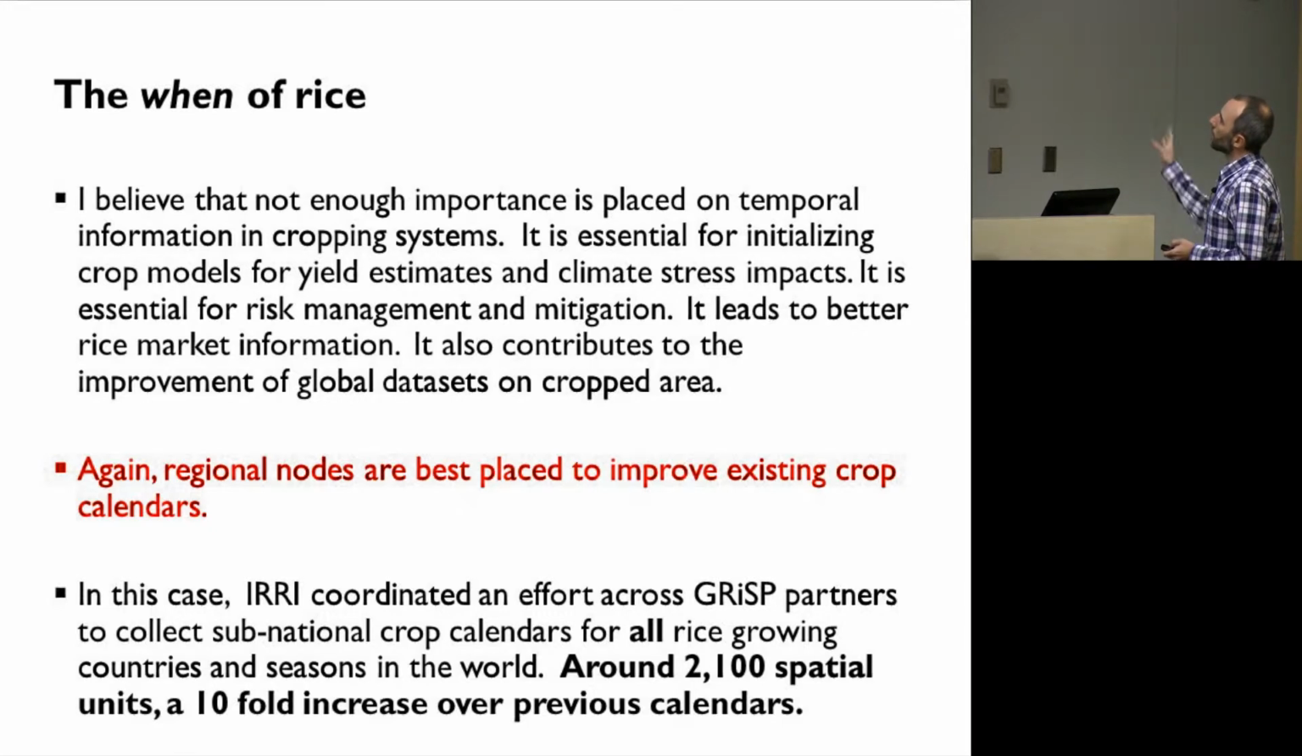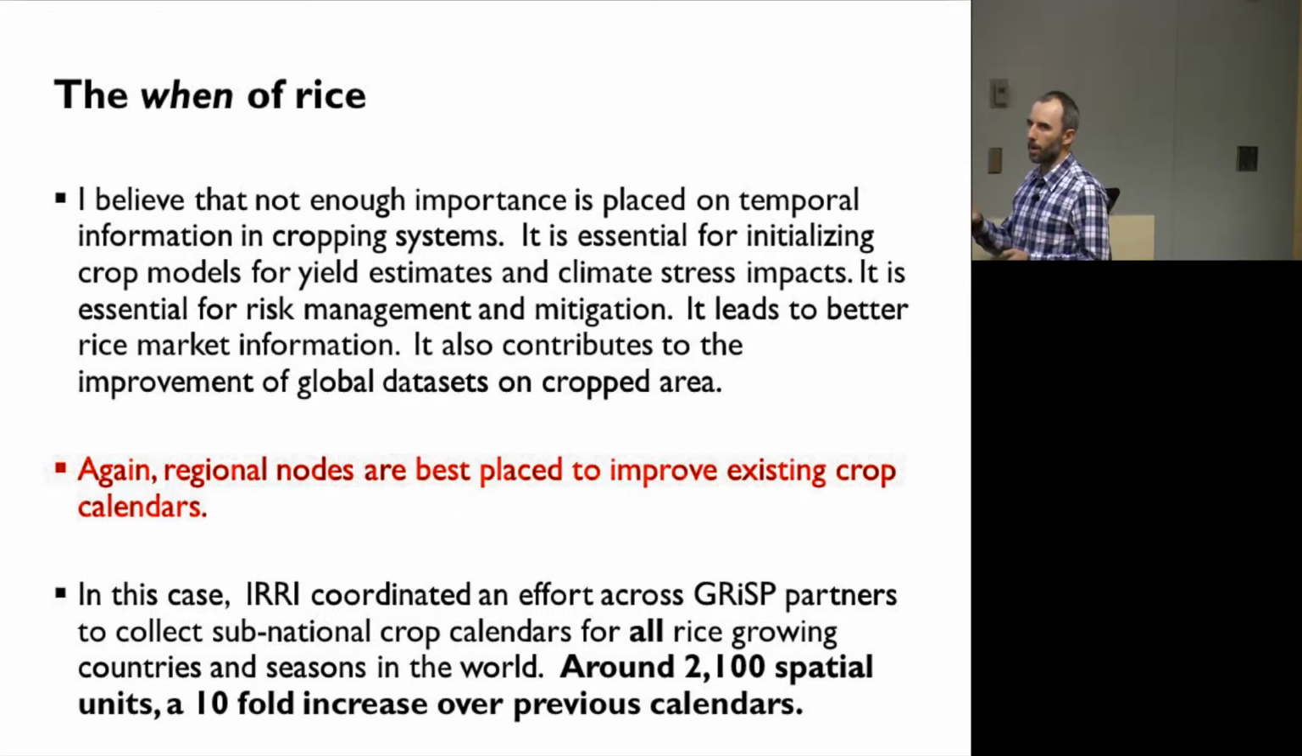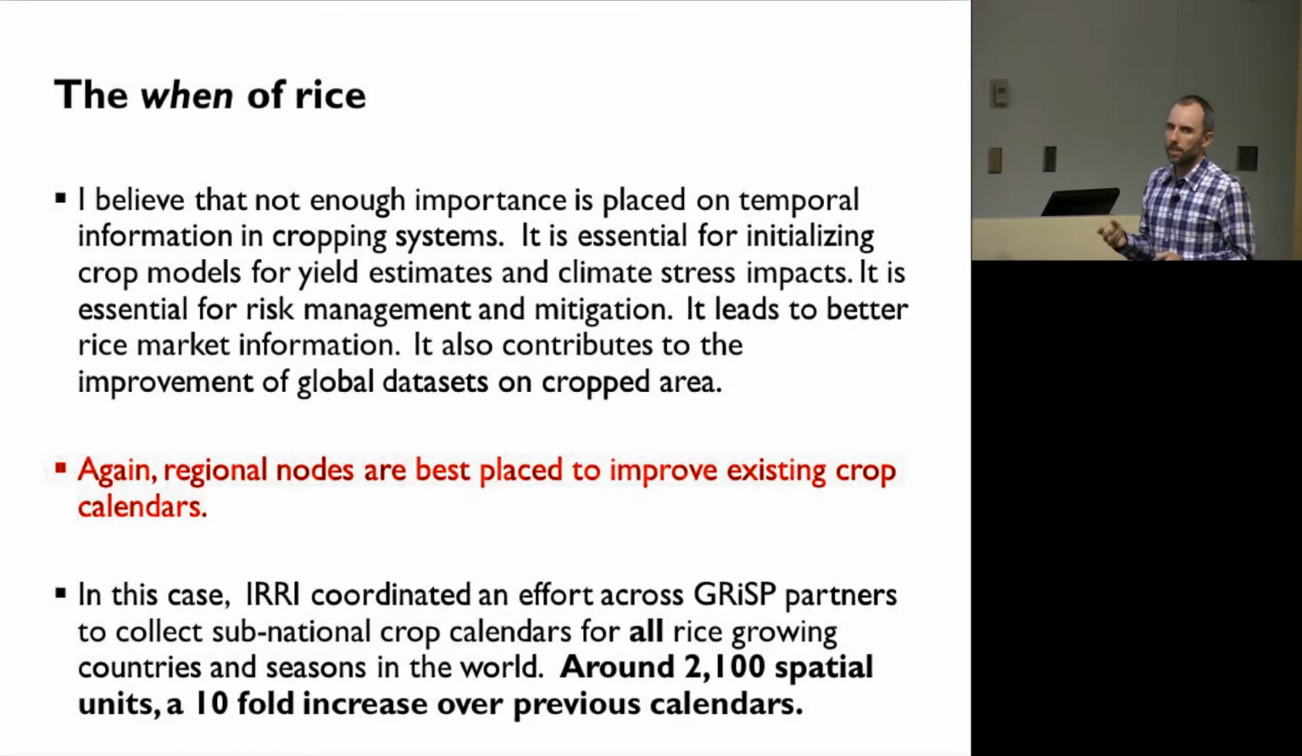So what we did, we went across the whole global rice science partnership, and IRI is just one partner in that, to get together the best cropping calendar data we could. This isn't remote sensing based, this is just collecting, as Naveen does, census type data. Tell us what we know about cropping calendars. So we ended up with about 2,000 spatial units, and I think this is about 10 times more than you'll find in some of the other data sets out there that have cropping calendar information.